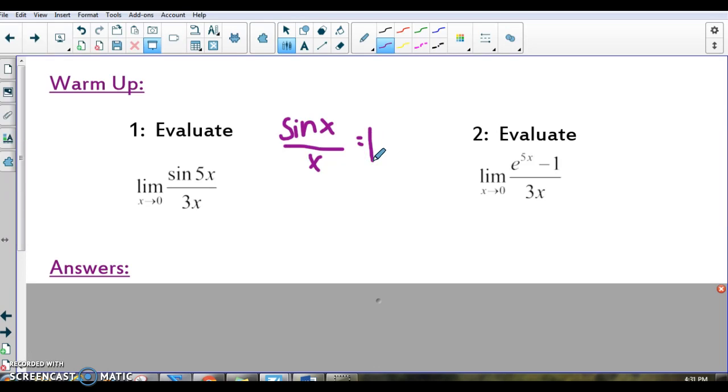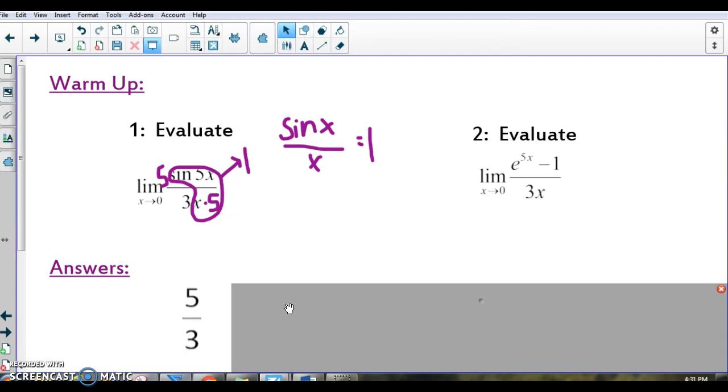So in this particular problem that you see here, we have sine of 5x, but we don't have 5x in the denominator. So the way to make this work is you're going to multiply the denominator by 5 so that it matches. So you have a 5x and a 5x. But whatever you do to the denominator, you have to do to the numerator. So now you can see, hopefully this looks familiar to everyone, that this little portion of the problem, sine of 5x over 5x, that limit goes to 1. And you are left with 5/3, which is the answer to this problem.